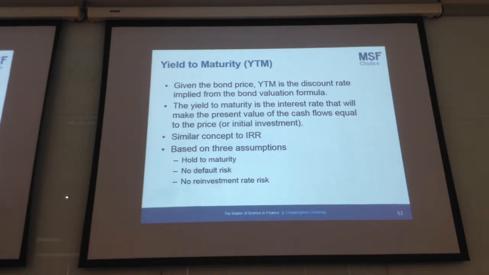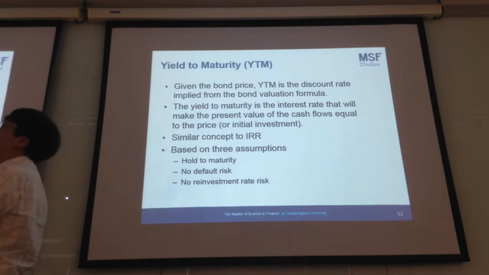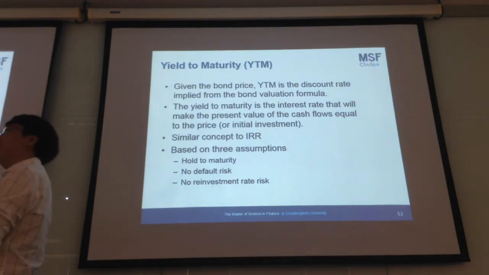Actually, yield to maturity and IRR, okay, are just the same thing. But we use a different word because one is applied to the bond investment and this one is for the business investment. That's all. The concept is exactly the same. It's just the source of the cash outflow and the cash inflow that is different. However, the idea, the number, is the same thing, right?